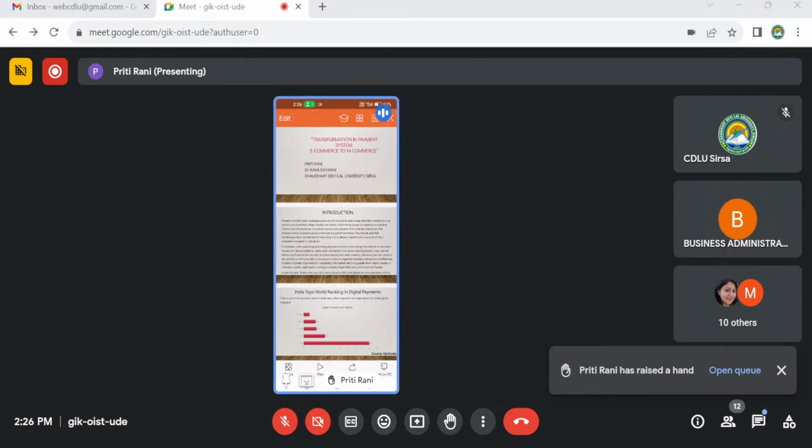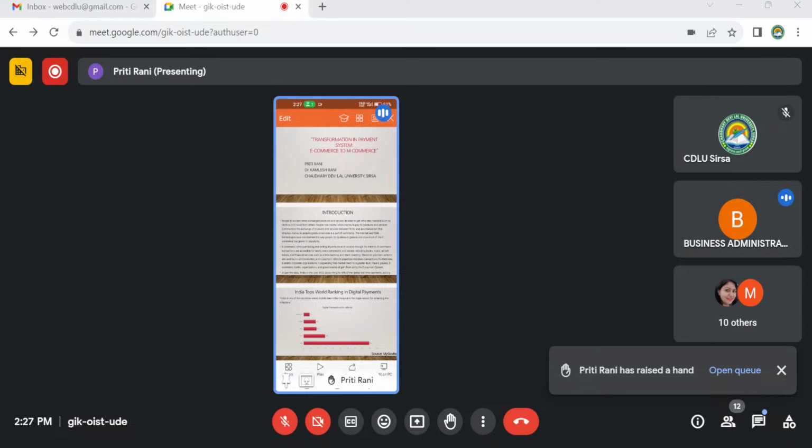Good afternoon, everyone. So, my topic for the presentation is transformation in payment system, e-commerce to m-commerce. This is a conceptual-based paper based on the literature, so I'll keep it short and brief. People in ancient times exchanged products and services in order to get what they needed, but now people mostly utilize money for products and services. So, commerce is any transaction that employs money to acquire goods and services.